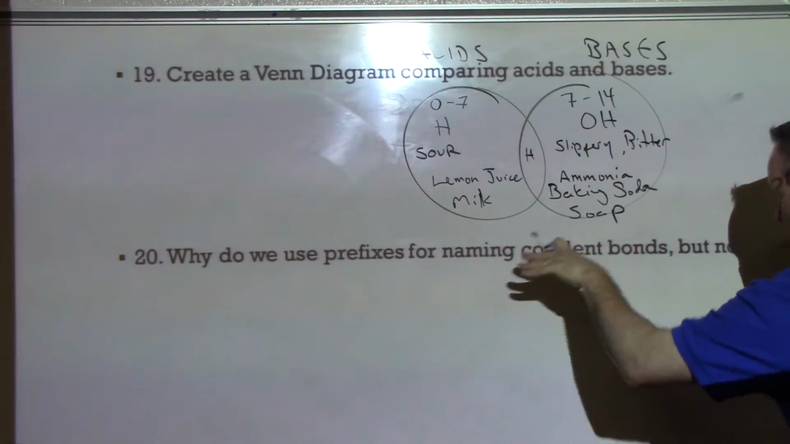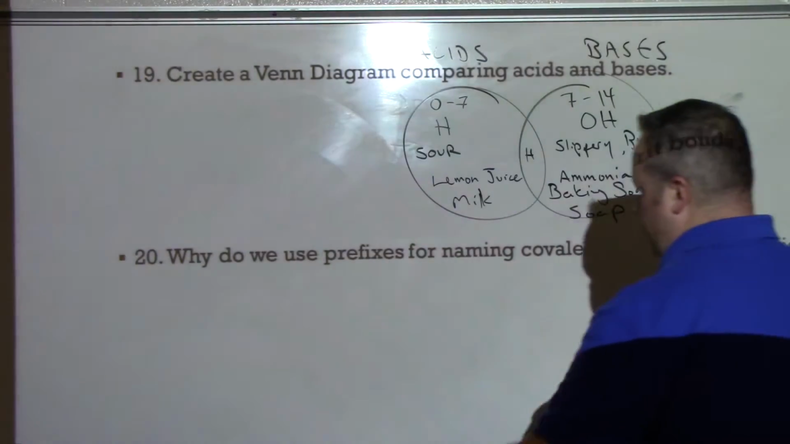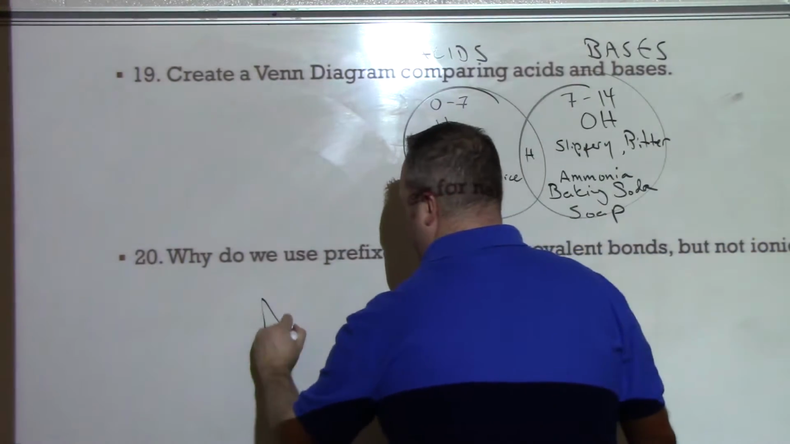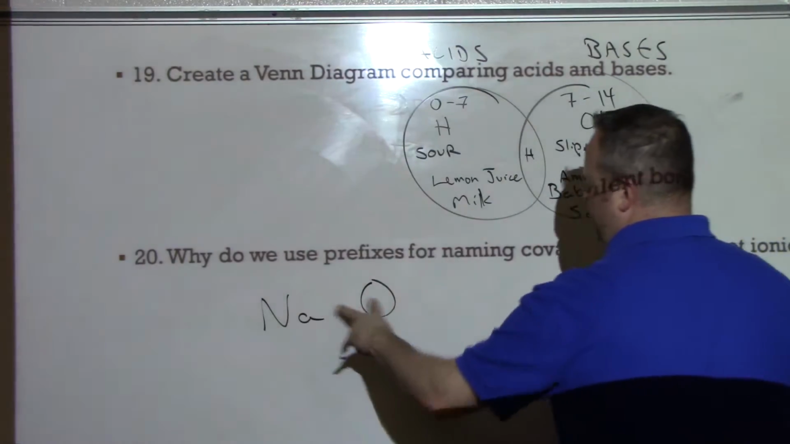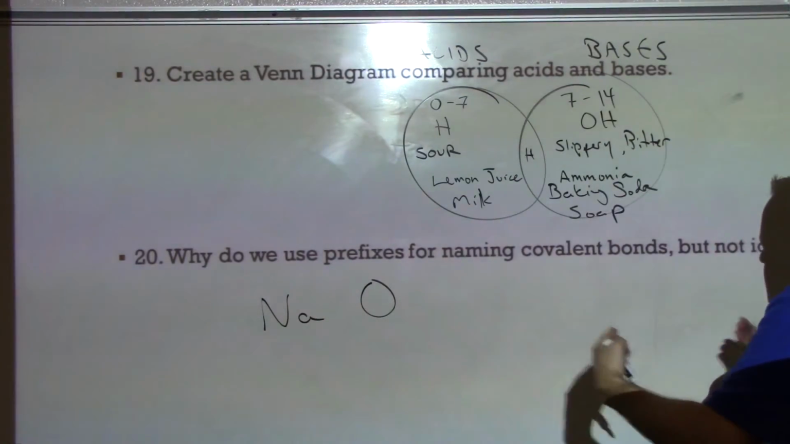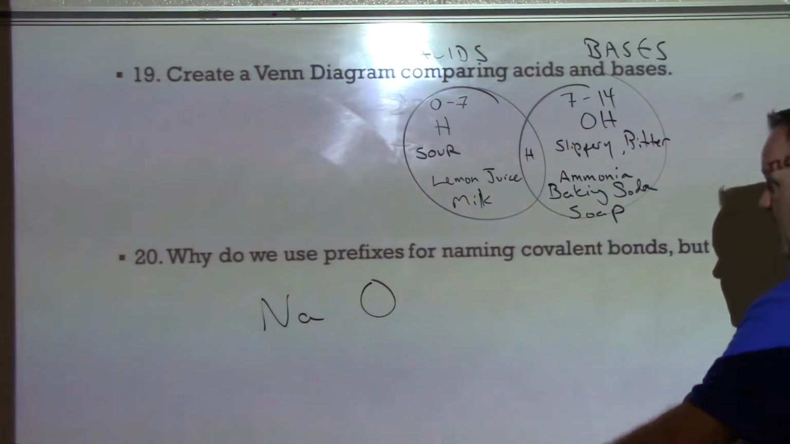Looking down here, number 20. Why do we use prefixes for naming covalent bonds but not ionic bonds? Very important reason. Let's say, for example, I have sodium combining with oxygen. If I have these two elements in an ionic bond coming together, there is only one way they can come together. We take the oxidation numbers.